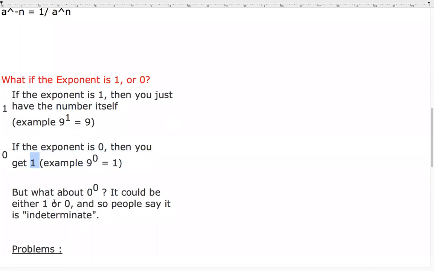So what about 0 to the power of 0? What should be the answer? It could either be 1 or 0, so people say it is indeterminate. You got it? So when we have 0 to the power of 0, it is indeterminate. Okay.